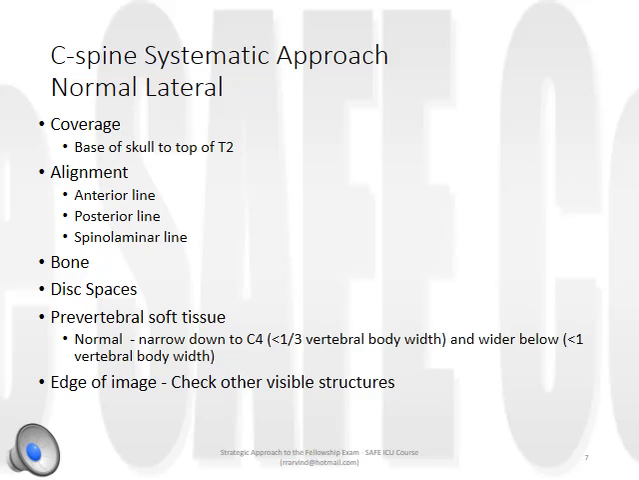The vertebral bodies are spaced apart by the intervertebral discs. You can't directly see the discs on X-ray. These spaces should be approximately equal in height in the C-spine.